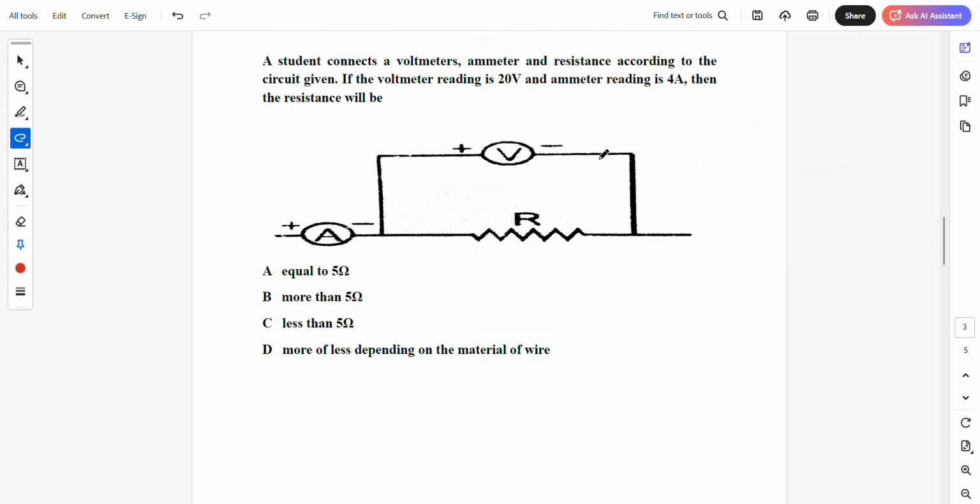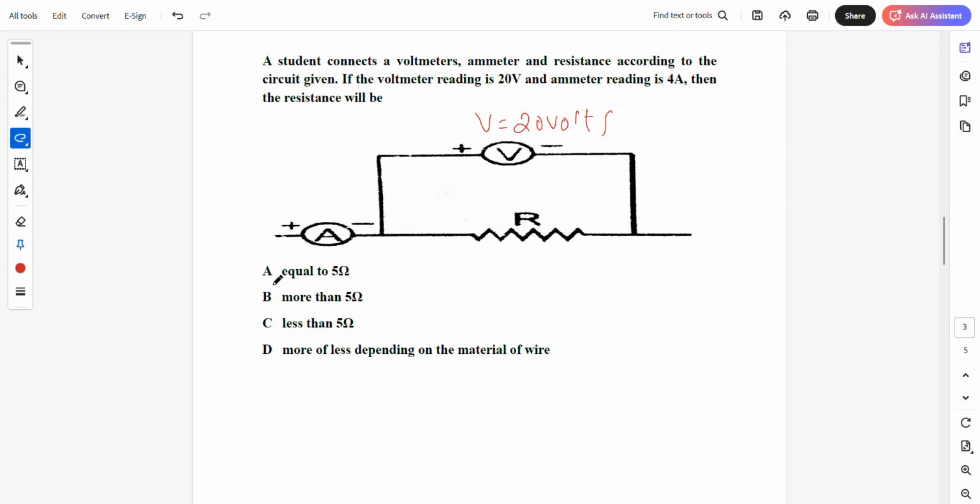Next problem. A student connects a voltmeter, ammeter and resistance according to the circuit given. He has connected the voltmeter in parallel and the ammeter in series with the resistance. If the voltmeter reading is 20 volts, V is 20 volts.